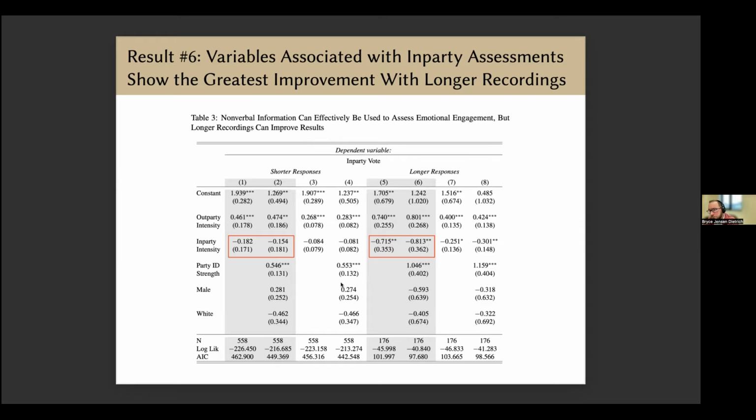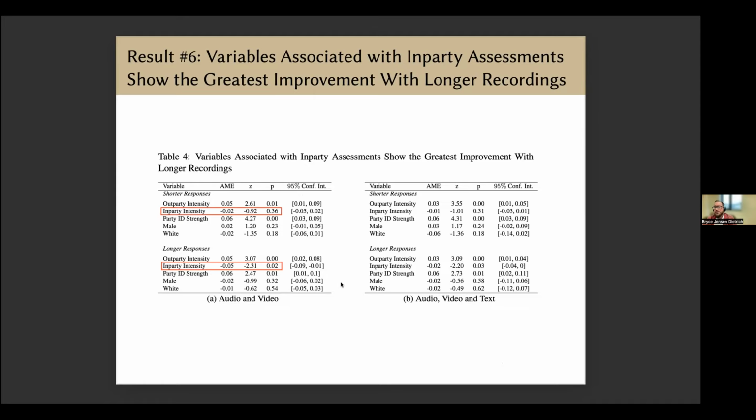However, we found that for people who could articulate longer responses, especially with respect to the in-party questions, the size of the coefficients increased noticeably for in-party intensity, and certainly did the same for out-party intensity, which implies that longer responses are certainly better for our measure. Specifically, I wanted to draw your attention to column A. These are the average marginal effects out of these models.